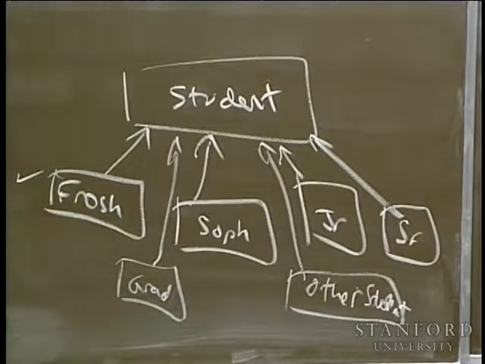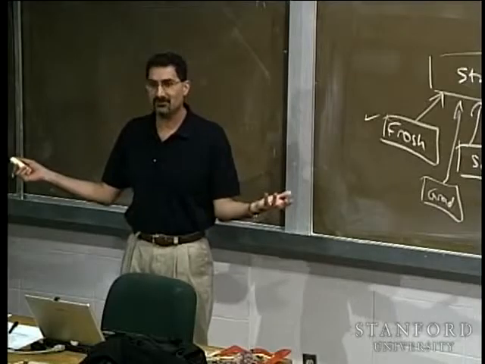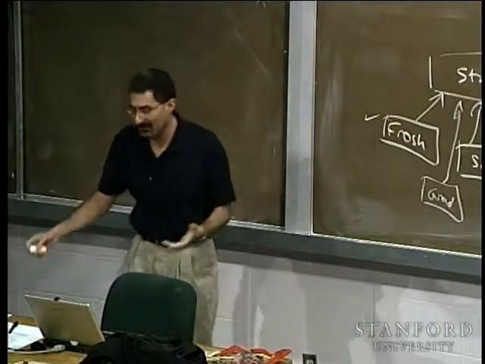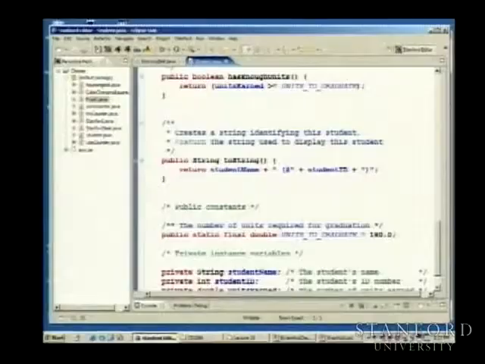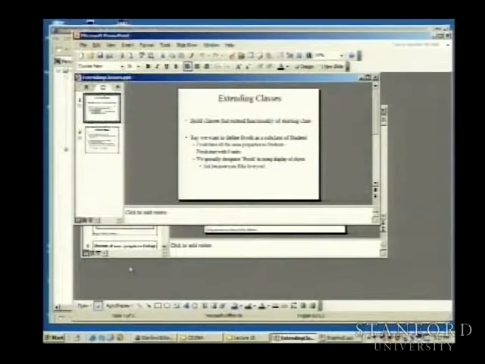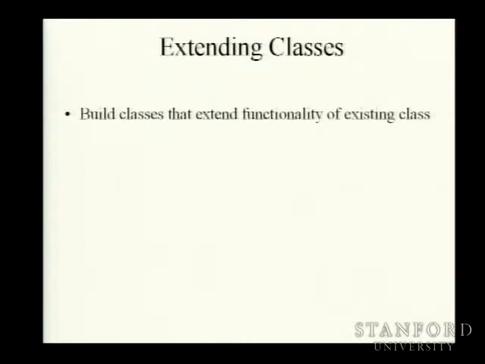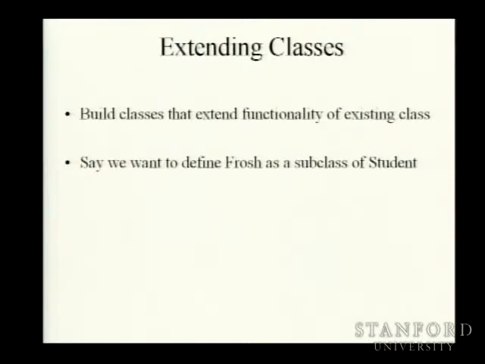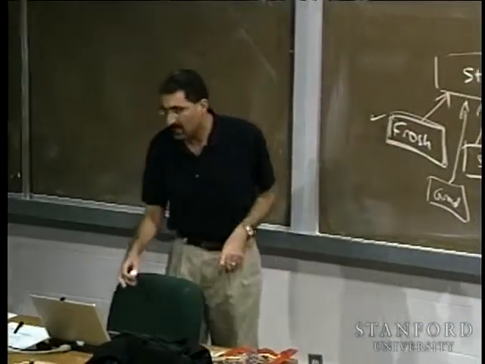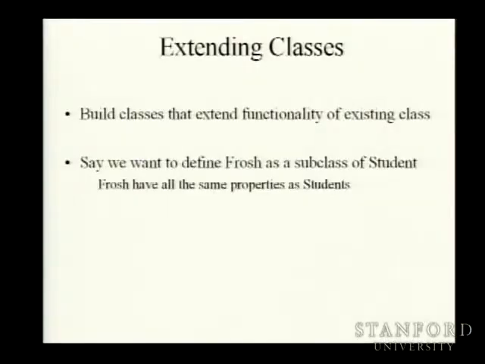So let's actually write one of these. Let's write the frosh subclass. How many people in here are freshmen, frosh? Woohoo! So hopefully I picked the majority class. So we're just going to go ahead and create a new class by extending the student class. So what we're going to do is build a class that extends the functionality of our existing student class. Okay? And in this case, what we want to do is create a frosh subclass of student. So we want to create this subclass here called frosh that is a student, which means it's going to extend student.